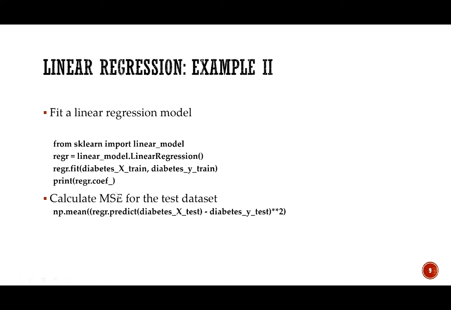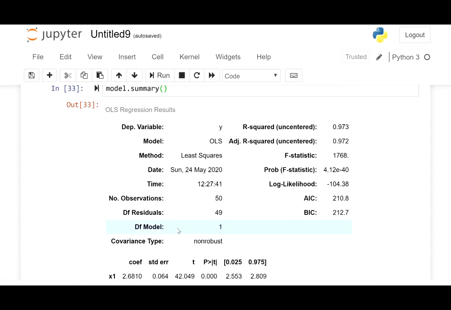We can also calculate the mean square error for the test dataset. It means that we use the predict method to predict values for X test, and then we compare them to the actual values, raise the differences to the power of 2, and the average would be the mean square error. Now let's implement this in a notebook, and you can see what the results look like.